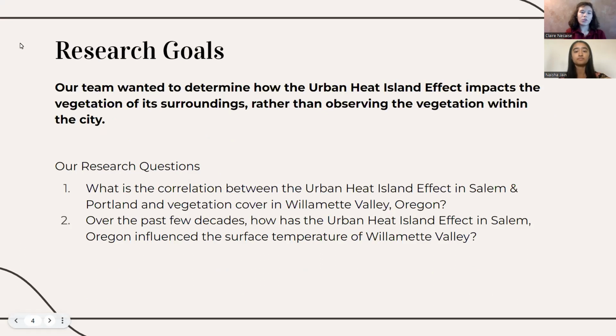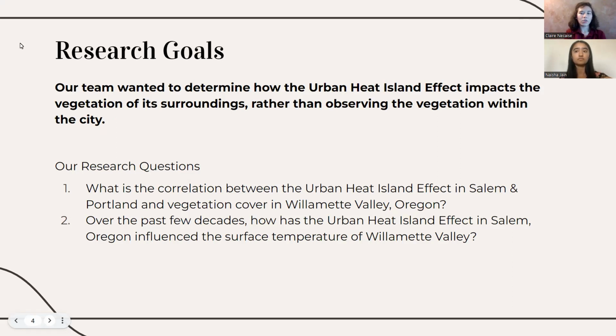So our research goals were to determine how the urban heat island effect impacts the vegetation of its surroundings rather than observing the vegetation within the city. So instead of trying to prove what was happening to the vegetation within the cities, we wanted to look outside the boundaries of the cities into the rural surrounding areas to best observe the urban heat island impact.